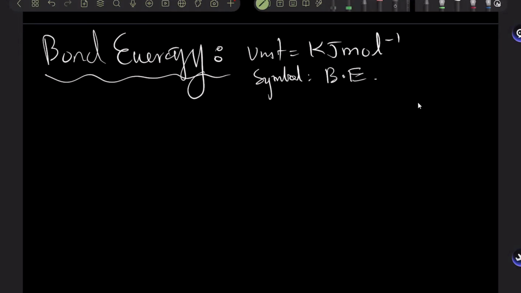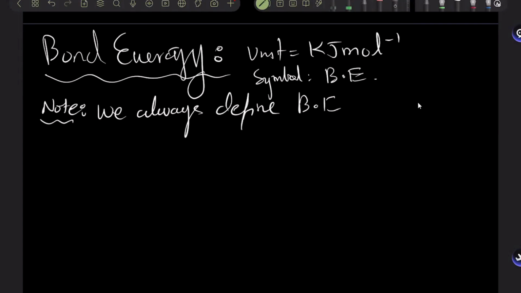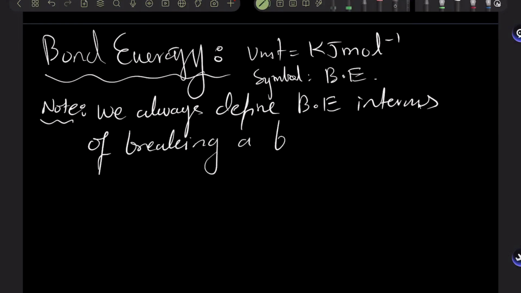Now, what is bond energy? Remember that in our syllabus, this is a very important note. We always define bond energy in terms of breaking a bond. If you have a pencil and you hold it in between your hands, and you want to break that pencil, would you have to give energy or will you get energy? You have to give energy.